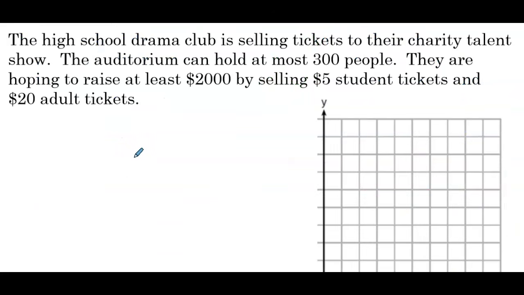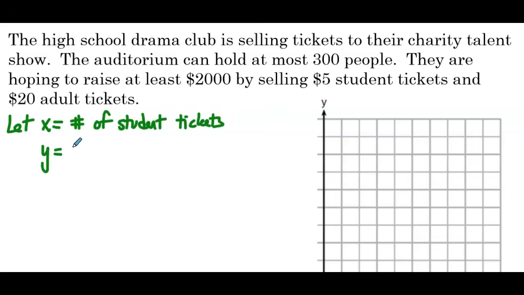Next up, the high school drama club is selling tickets to their charity talent show. The auditorium could hold at most 300 people. They are hoping to raise at least $2,000 by selling $5 student tickets and $20 adult tickets. Defining our variables, we'll let x be the number of student tickets, and we'll let y be the number of adult tickets.